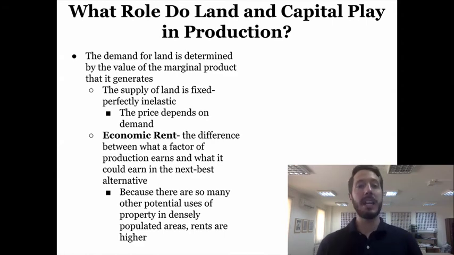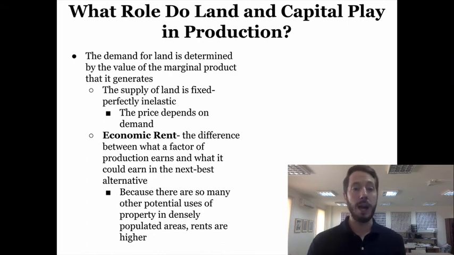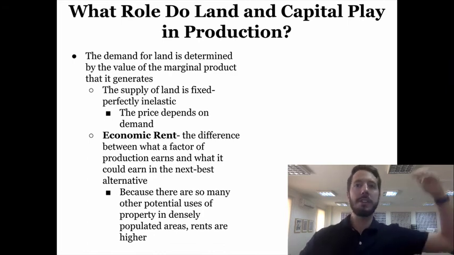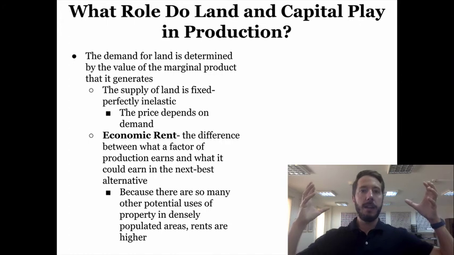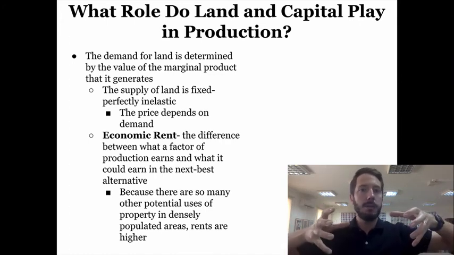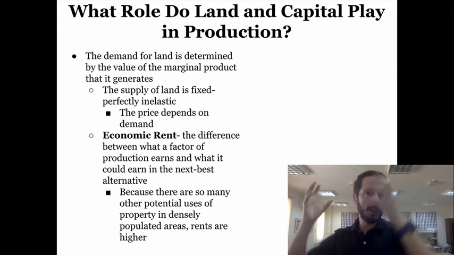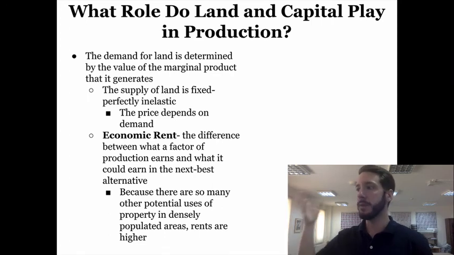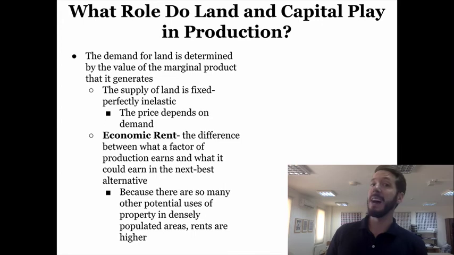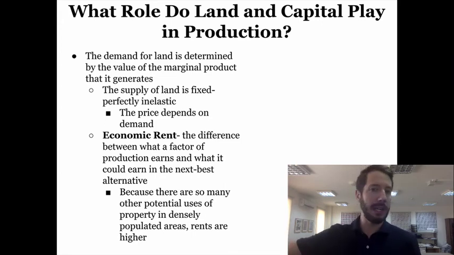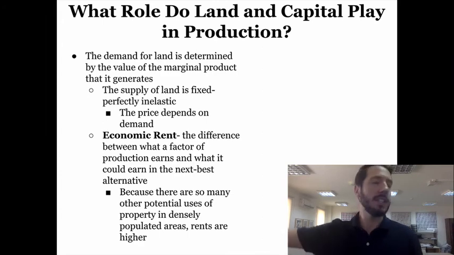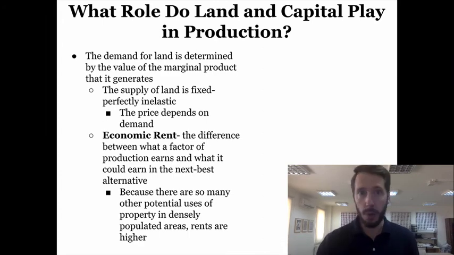And because there are so many other potential uses of property, especially in cities, the economic rent for cities is high because there's a lot of different uses you can use for that land. A swamp is not going to have a large price on it because there's not a lot of things you could do in a swamp in the middle of nowhere. So that's why the rent or the cost of that particular land would be low.